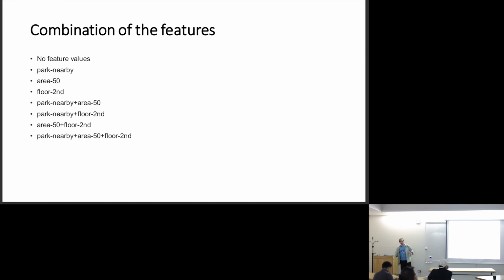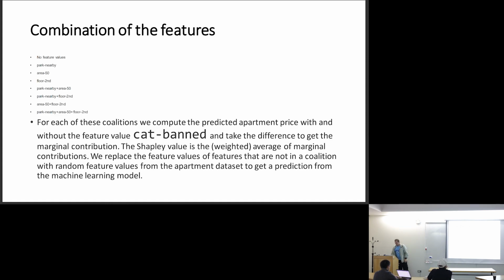Basically, you are going through the combinations of all the features. First you look at the model if there was no feature at all, and then you try to predict the price of the house just by looking at whether there is a park nearby, the area is 50, the floor is the second one, and you look into the combinations of those features. For each of these coalitions or combinations, we compute the predicted apartment price without the value of the feature called cat ban, and then we take the difference to get the marginal contributions. Basically, Shapley value is the weighted average of all these marginal contributions.